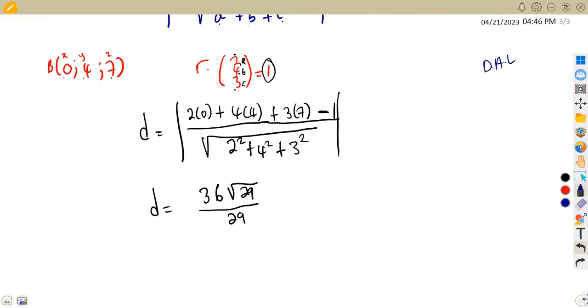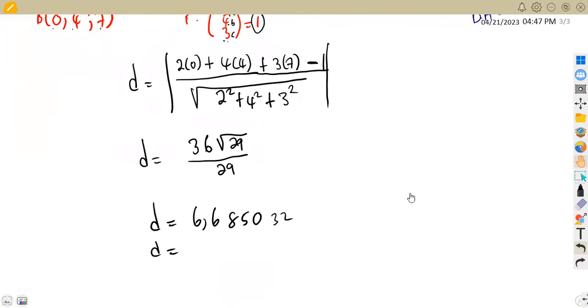All right. So that's what you're going to have in this case, or you can even write this as a decimal, which is 6.685032, something like that. If you are to round off to 3 significant figures, because this is not an angle, that is going to be 6.69 units. So that is what you're going to have in this case.